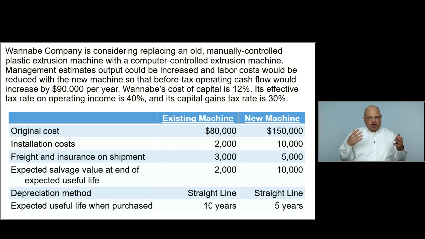We have installation costs, freight and insurance, the expected salvage value at the end of the useful life, and both are depreciated on the straight line method. The existing machine had a 10-year useful life. The new machine has a 5-year useful life. So those are the amounts that we have connected to each of these options.